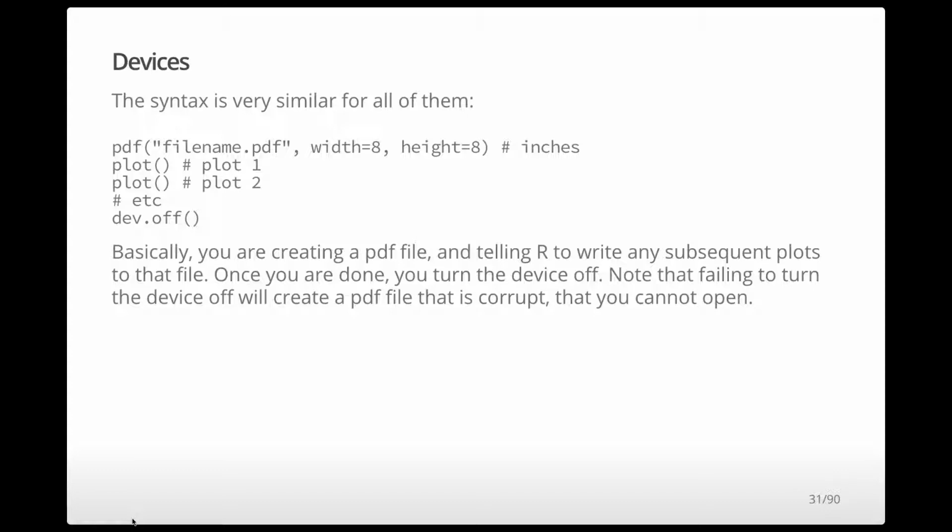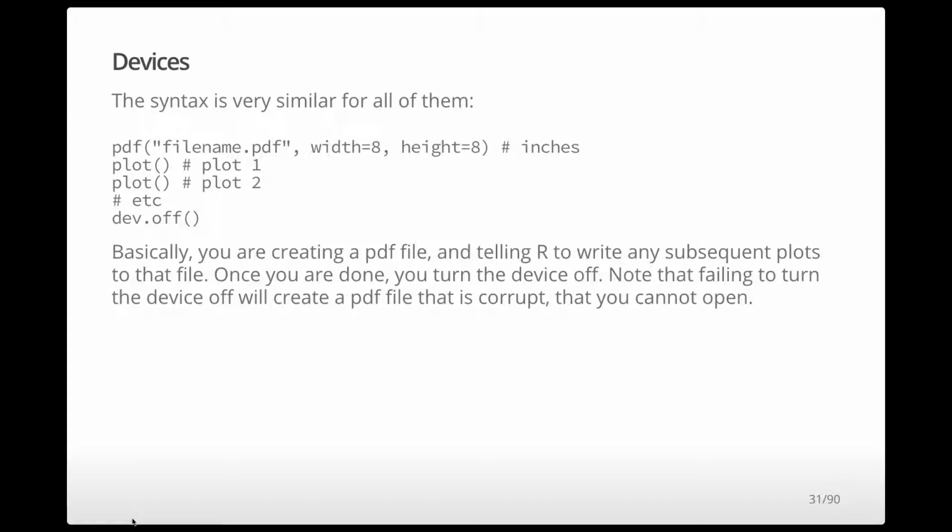Now, PDF is the only device for plotting that allows you to do multiple ones, right? A PNG is just one plot. A JPEG is just one plot. A TIFF is just one plot. PDF, you can have multiple plots. Now, if you do open a PNG, for example, and you do plot 1 and plot 2, what that will save is just plot 2. Whatever the last plot you plotted when the device was open.